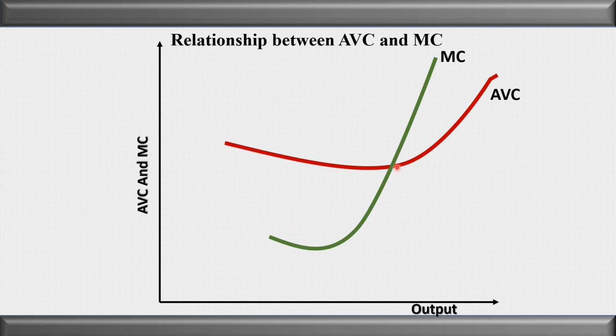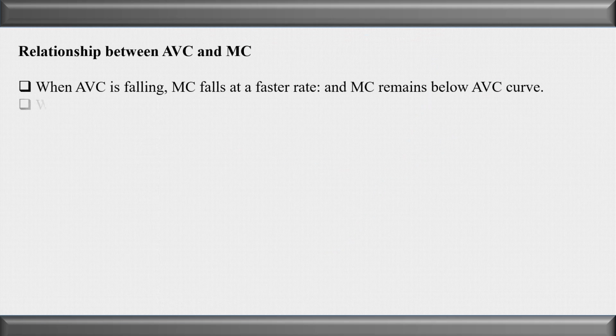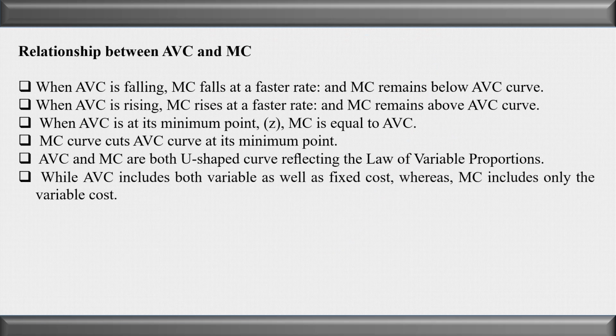After this point, what is happening? Marginal cost increases, average cost also increases, but marginal cost increases at a faster rate, because of which marginal cost is above average variable cost. The point at which both are equal, average variable cost is at its minimum position. So we have seen fall at a faster rate, increase at a faster rate, and the point at which both are equal, AVC is at its minimum position. The reason is the law of variable proportion.